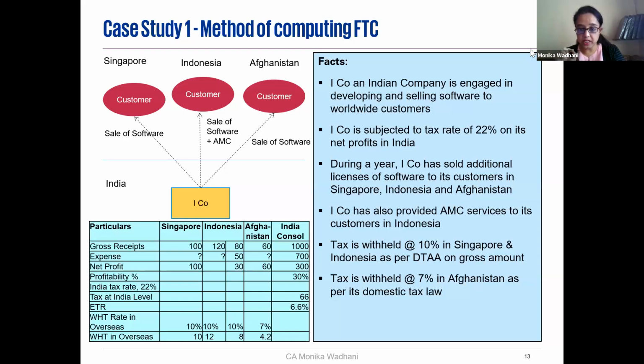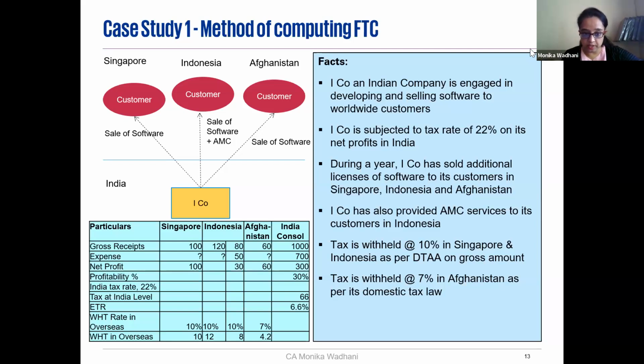Now say the Indian company is subjected to tax at a rate of 22% on its net profits in India. During a year, ICO has sold certain additional licenses of software to its customers in Singapore, Indonesia, and Afghanistan. And say ICO has also provided AMC services to its customers in Indonesia. Say tax is withheld at 10% in Singapore and Indonesia as per the DTAA article. And say tax is withheld at 7% in Afghanistan as per its domestic tax law. So the question is, let us see the table and the numbers and frame a question for our discussion and deliberation.